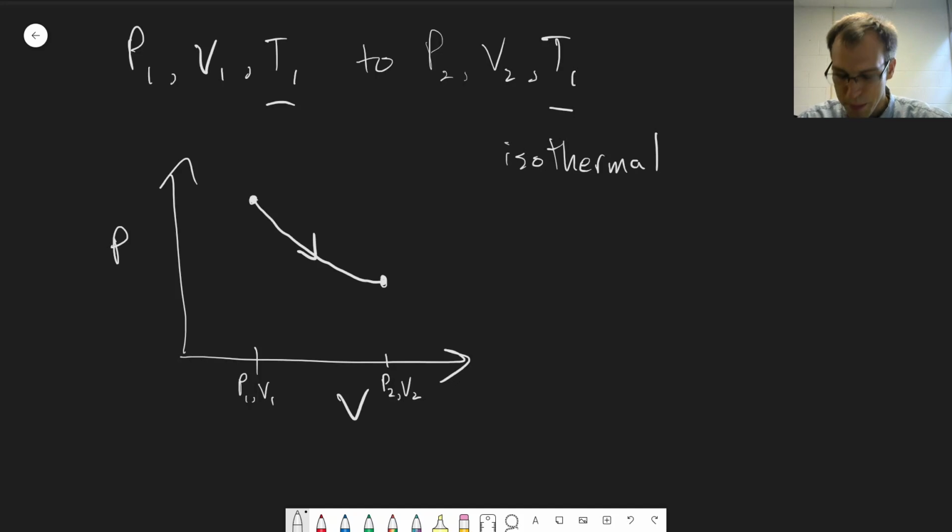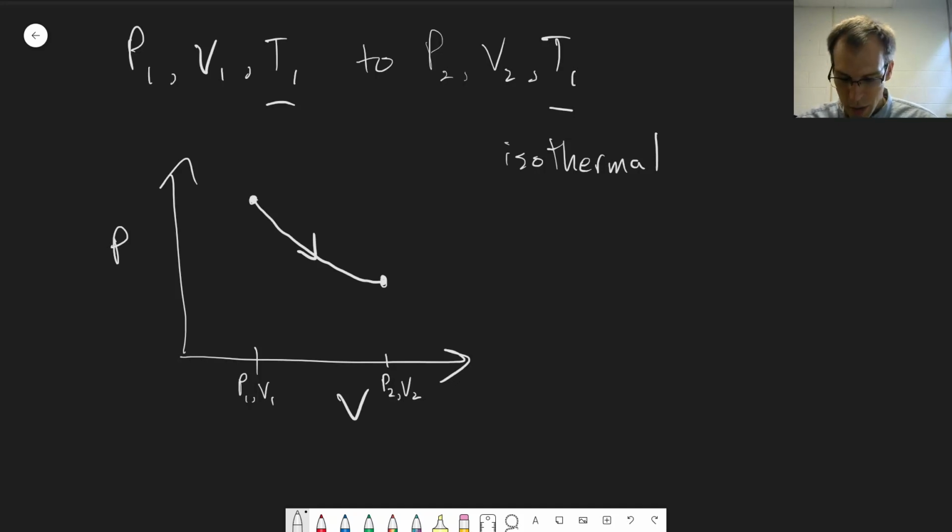And we could imagine a couple other ways that we can get from P1 V1 T1 to P2 V2 T1, right? Where we change the temperature along the way, or maybe do isochoric or isobaric processes. And we'll be looking at those when we meet together in class. But we'll start with the isothermal example, where we just have a simple path.